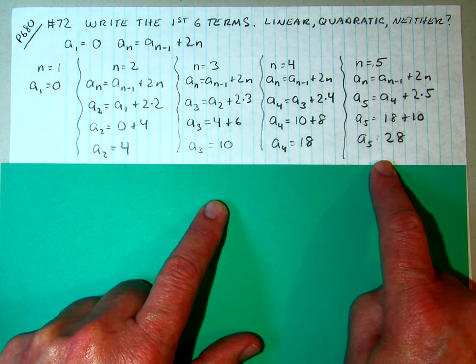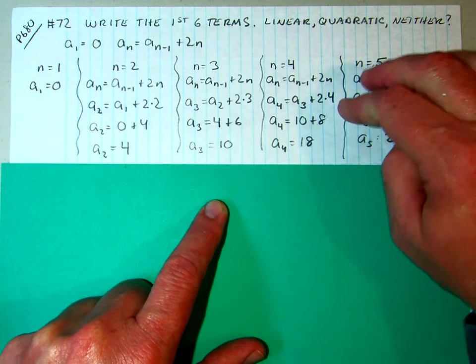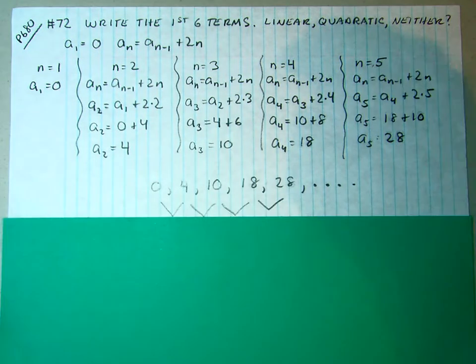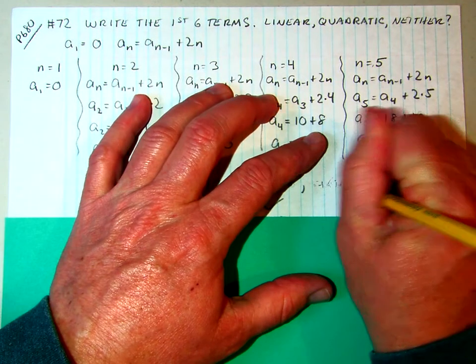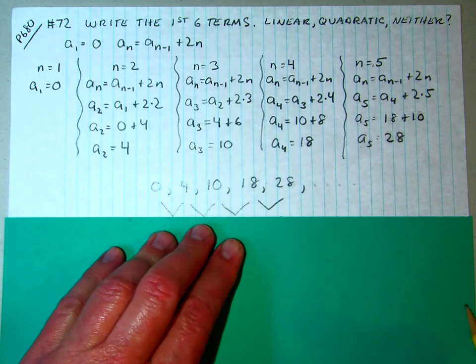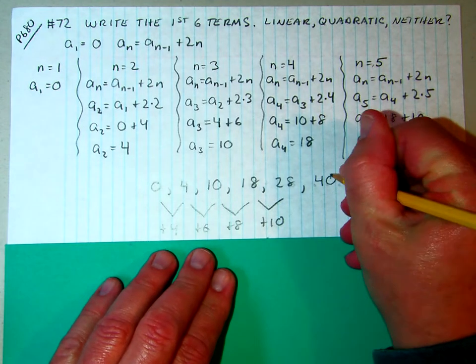The instruction said to find the first 6 terms. I ran out of space here, so I did not find the 6th one because my paper was not big enough. So the sequence we have, we can add in that 6th term here to be thorough with the instructions. The next term would be 40.